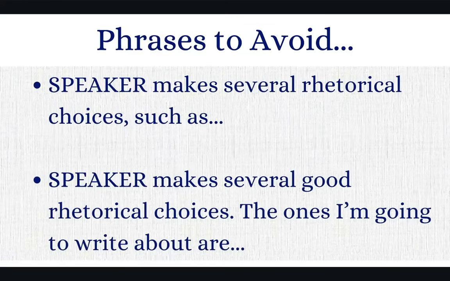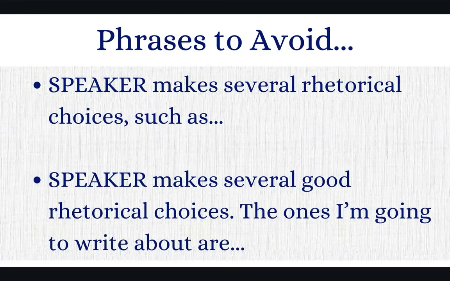It would kind of be like if I said, the painter used many colors in their painting, such as red, blue, green, yellow, brown, and pink. We know that those are colors, so we don't need to say that they're colors. We also want to avoid phrases where it sounds like we are praising the writer.